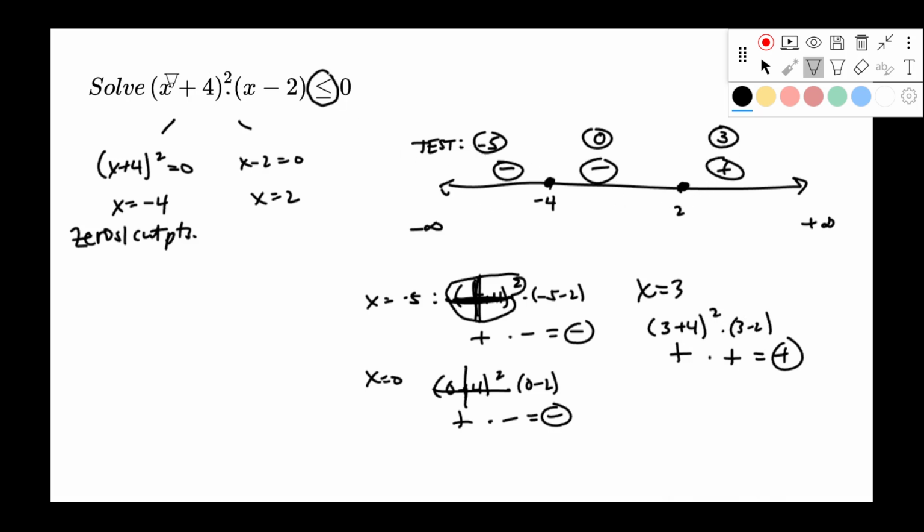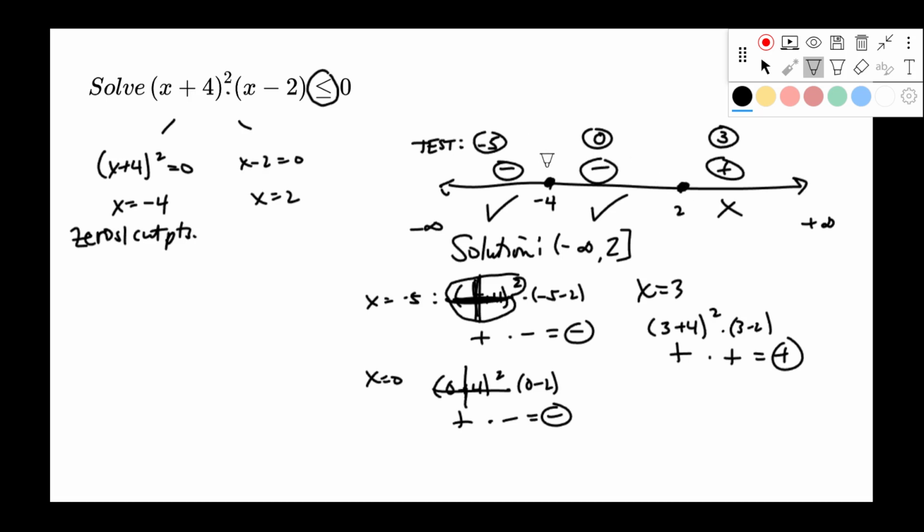We got (x plus 4) squared times (x minus 2) has to be less than or equal to 0. So it's got to be negative. It's negative there. It's negative there. Not there. So our solution, okay, since the -4 is included in our answer, we actually can write this as one full solution from -infinity all the way through to the 2. And the 2 gets a bracket. It's included. It's a closed circle.